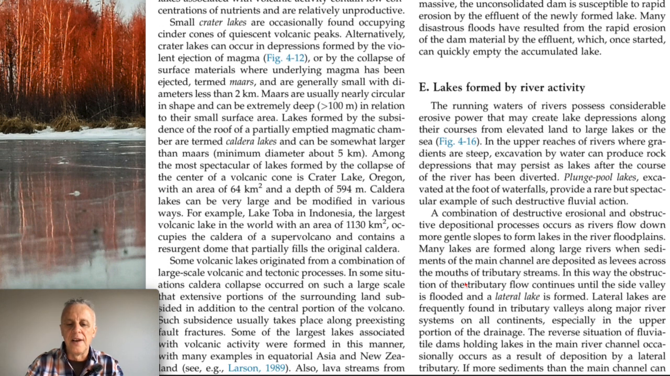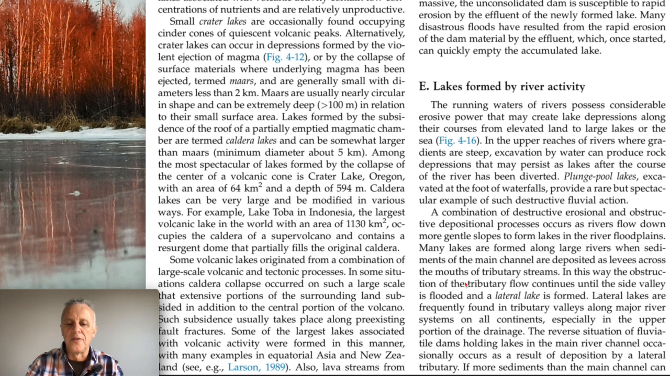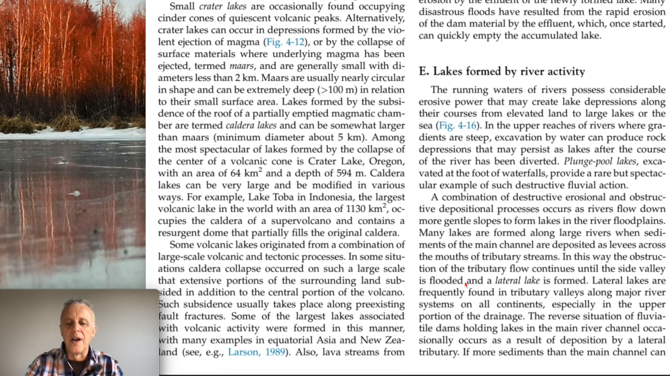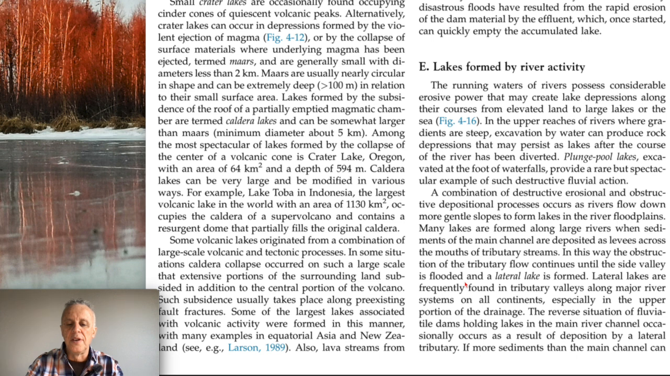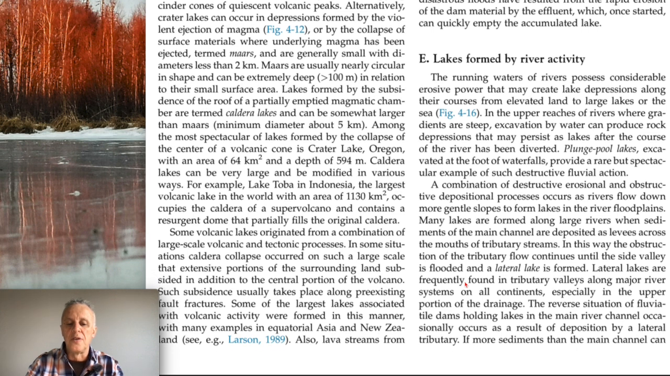Caldera lakes can be very large and be modified in various ways. For example, Lake Toba in Indonesia, the largest volcanic lake in the world with an area of 1,130 square kilometers, occupies the caldera of a supervolcano and contains a resurgent dome that partially fills the original caldera. So some volcanic lakes originated from a combination of large-scale volcanic and tectonic processes.